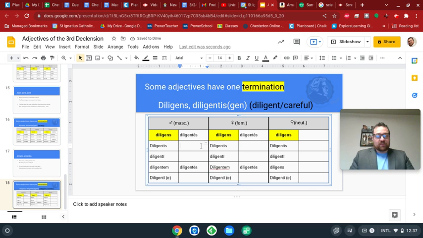Diligentium. All third declension adjectives are I stems, so diligentium, diligentium, diligentium. Here we're going to use diligentia, diligentia, and then diligentibus. And we're going to use that in all the remaining spots.